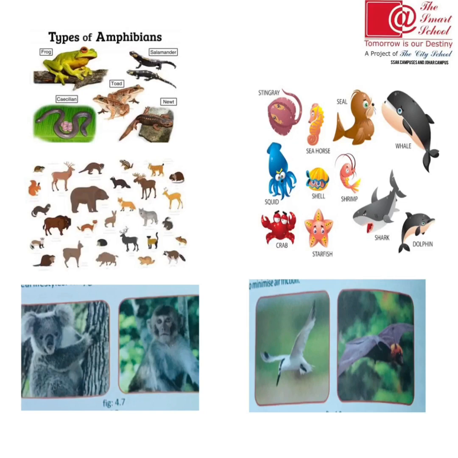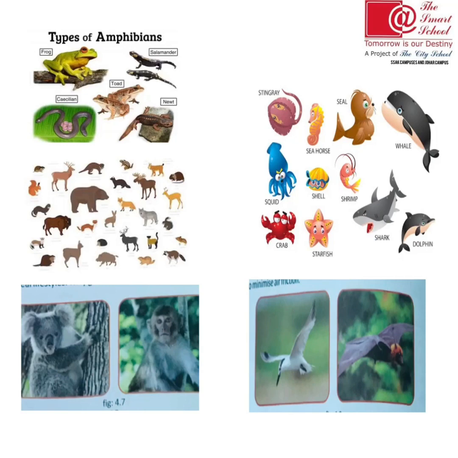The first one is amphibians. Here you can see different types of amphibians. Then terrestrial animals, those who can survive only on the land. And then we have arboreal animals that can survive on trees, and they can easily maintain their lifestyle because of their long limb and sharp claws.